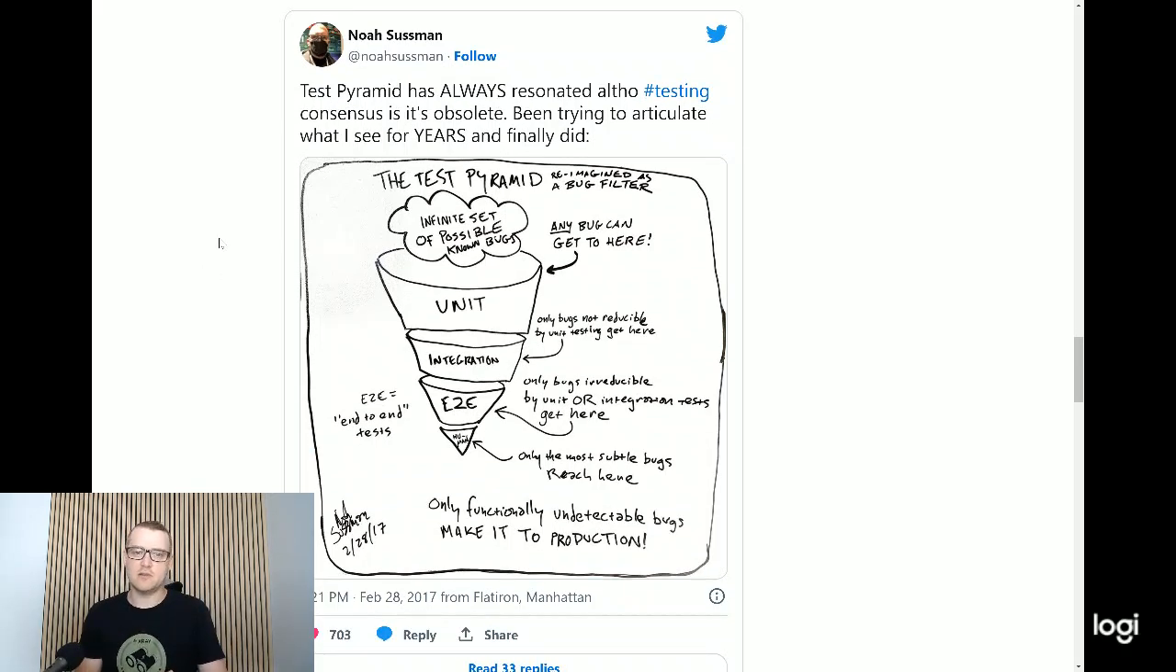He said the test pyramid had always resonated with him, although testing consensus is that it's obsolete. He was trying to articulate what he saw for years, and it's about bugs at the top and how units should be able to cut any bugs out at that point, then integration below that, then end-to-end, and then UI, and how only bugs that shouldn't be able to be caught by unit get passed through to the next level. So really you shouldn't get that seepage of things coming through.